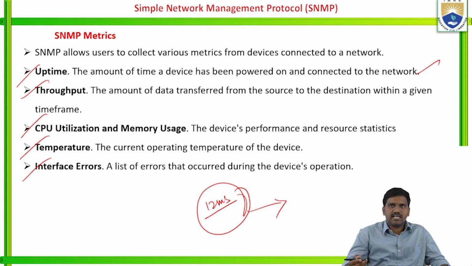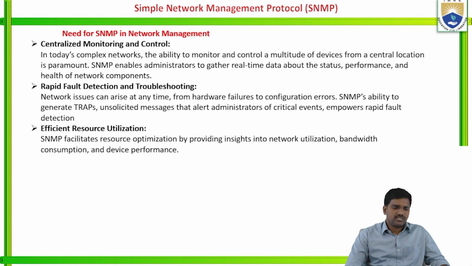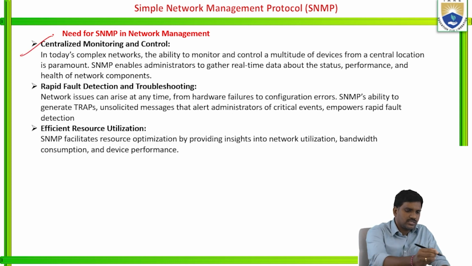Next, CPU utilization and memory usage: the device performance and resource statistics all come under this. Next, temperature: the current operating temperature of the device can be measured. Interface errors: the list of errors that can occur during the device operation, while interfacing the devices. These are some metrics of SNMP. Next, the last one, the need for SNMP in network management.